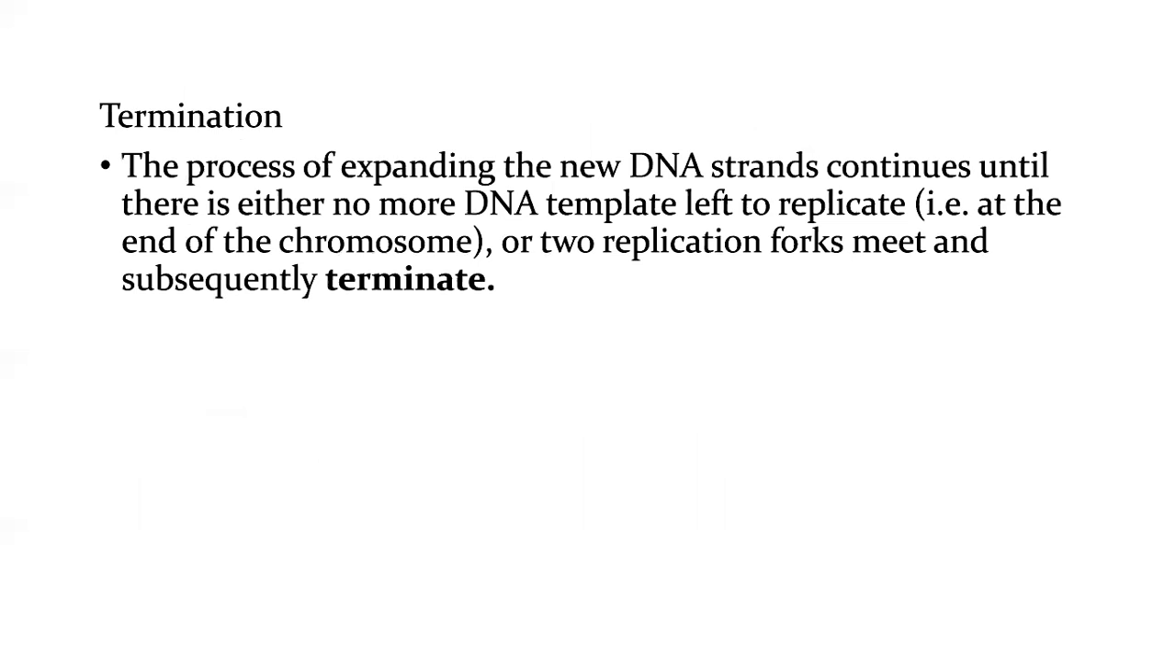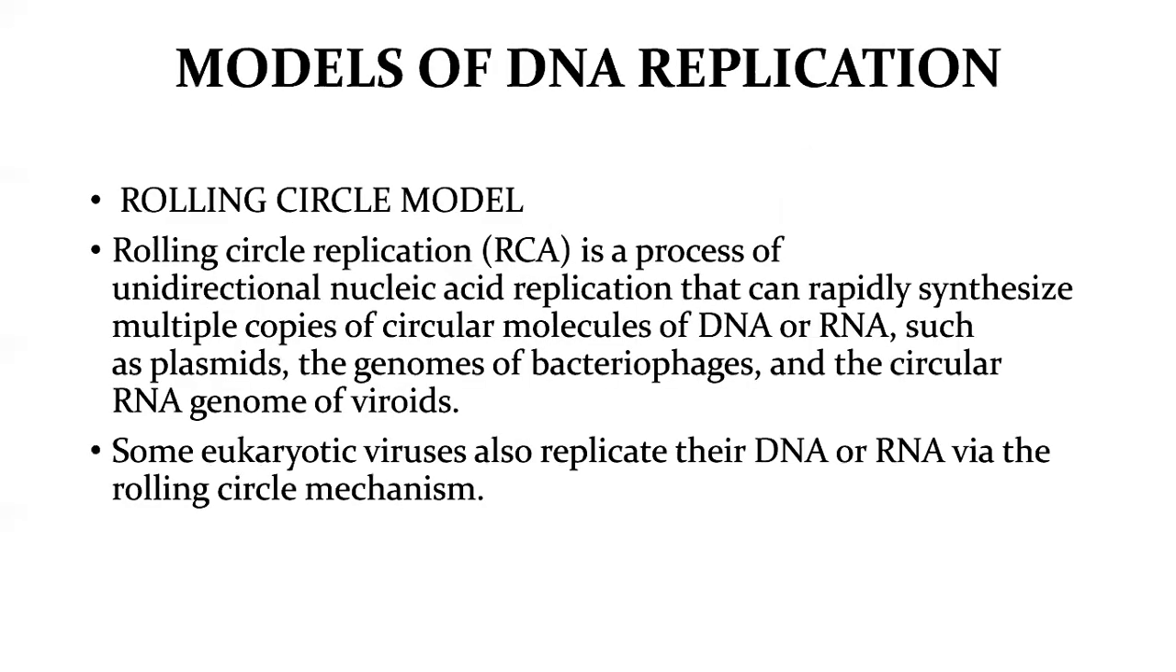The final stage is termination. Termination is the process where the expansion of the new DNA strands continues until there is either no more DNA template left to replicate or two replication forks meet and subsequently terminate. So these are the major steps present in DNA replication. Now we can move on to the topic, that is, models of DNA replication. The different models of DNA replication are the rolling circle model, D-loop model, and theta model.